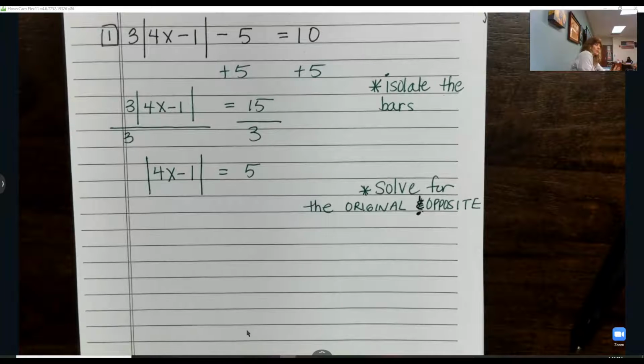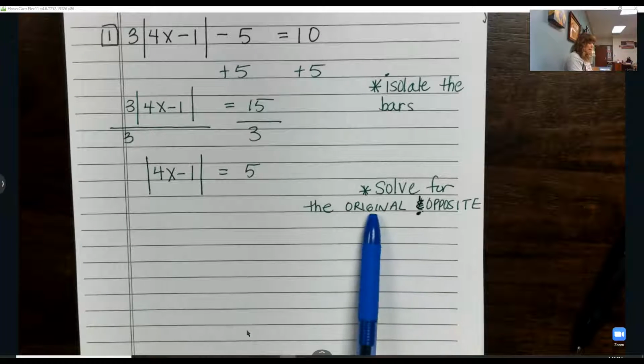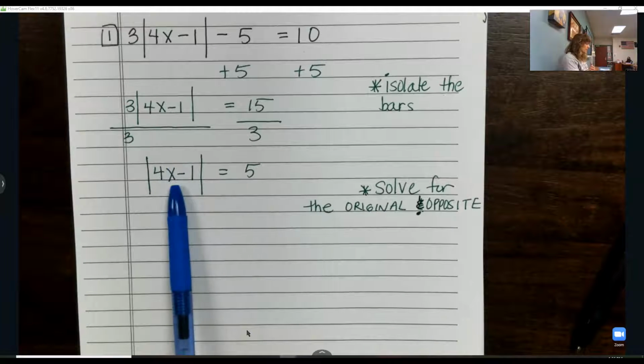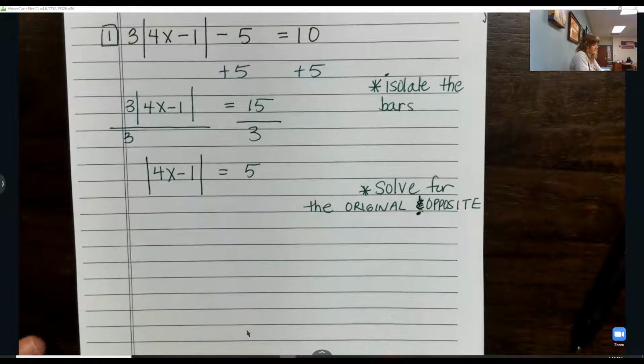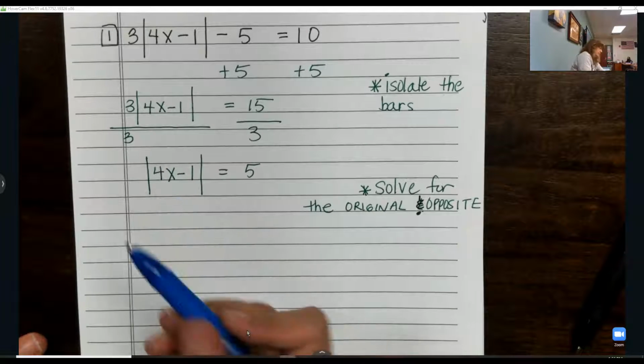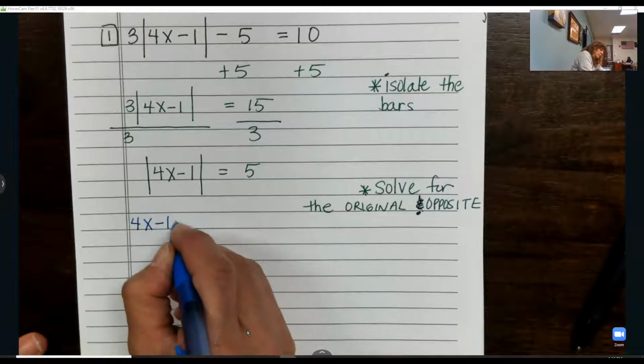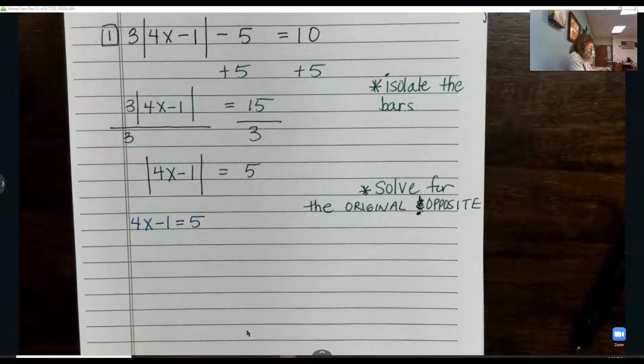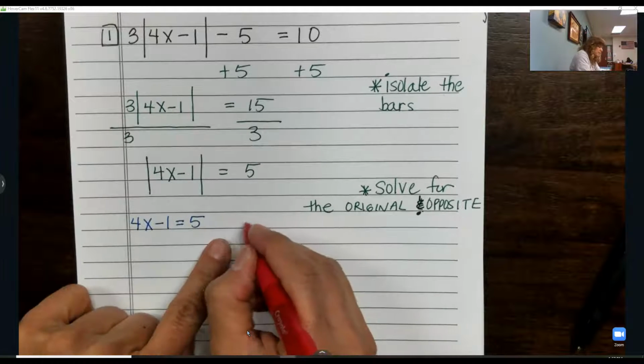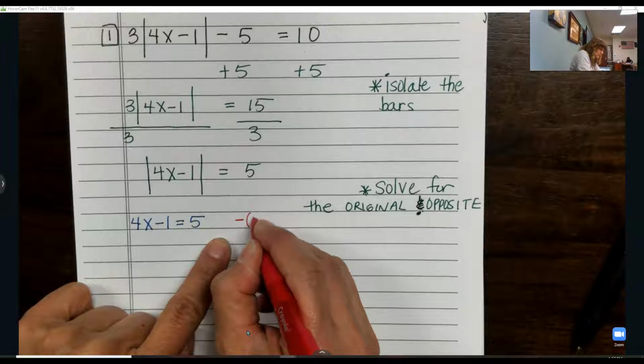All right, so here's what I'm talking about. When I say the word original, I'm talking about the original parts in the bars, like this. I'm going to drop the bars. That's a 4x minus 1. That equals 5. But remember, you have to solve it twice. It could also be the opposite.